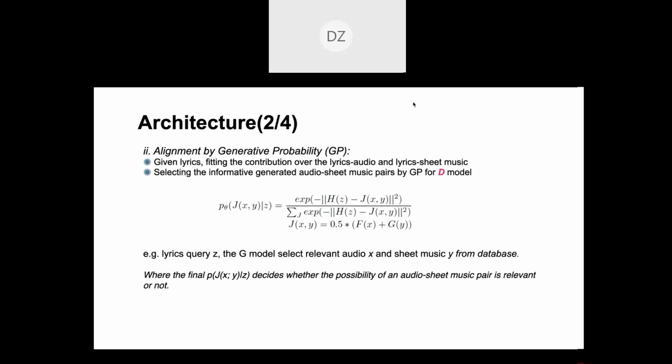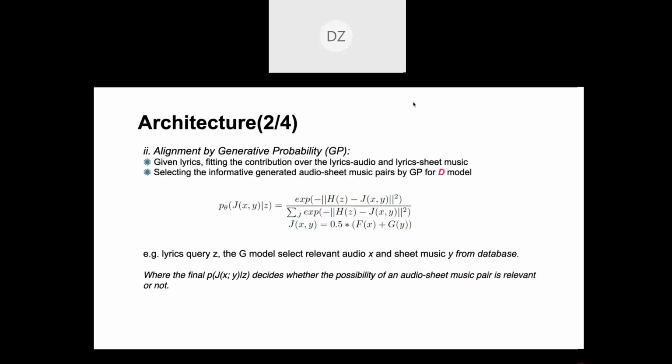So the second step is the alignment learning by the generative probability. Given lyrics, the generative model is fitting the contribution of the lyrics, audio and the lyrics, sheet music pair in a common space by mapping the function into a common space. Then the pair of informative audio and the sheet music are selected to test the ability of the discriminative model.